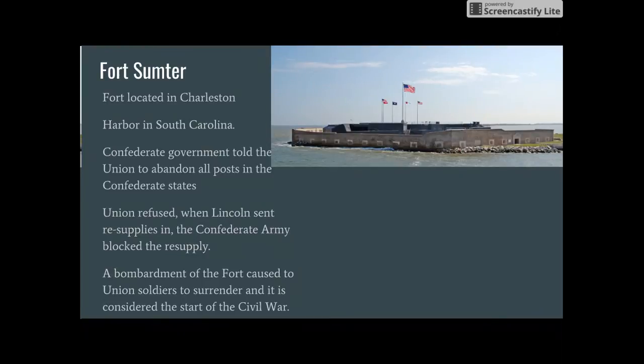The Union soldiers inside said, "There's nothing we can do here." They ended up surrendering to the Confederates, giving up the post in Charleston Harbor, and that, ladies and gentlemen, is considered the first shots in the beginning of the American Civil War. So Fort Sumter, Charleston, South Carolina.